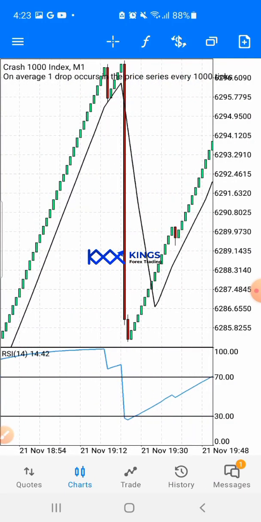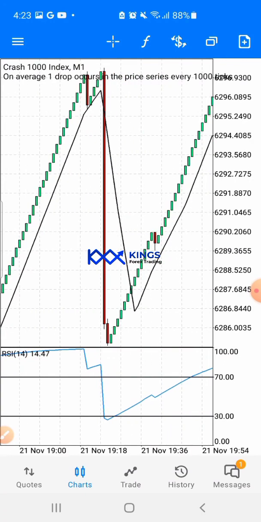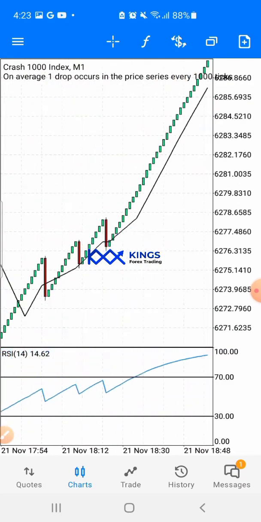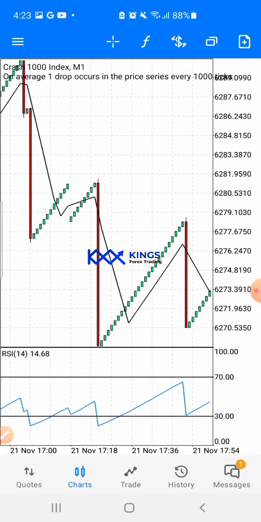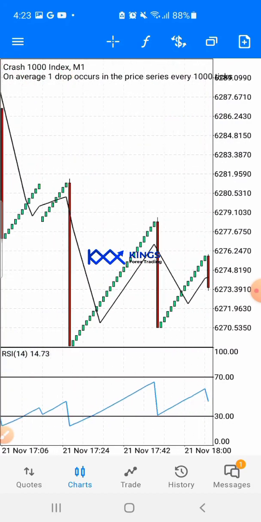So we have another. Let's see if we have another one here. No, I think it's not. There's no divergence right here. There's no divergence right there, and the setup is already showing it.